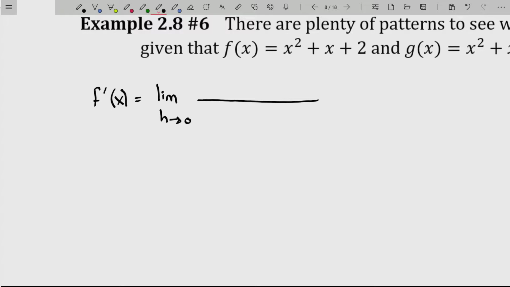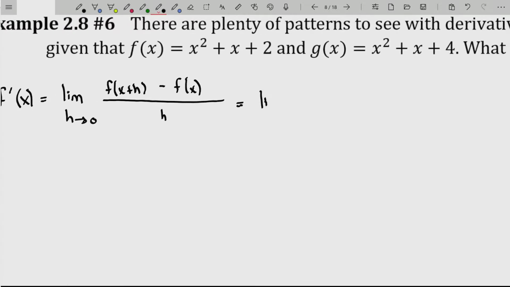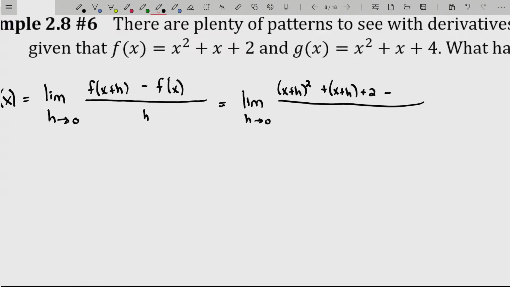Anyhow, we know the limit definition of a derivative is the following. So let's go ahead and substitute in. That's the limit as h goes to 0 of a big old fraction bar. f of x evaluated at x plus h is the following: x plus h squared plus x plus h plus 2. And we're going to lose f of x, so lose x squared, lose the x, and lose the 2. This is all over h.